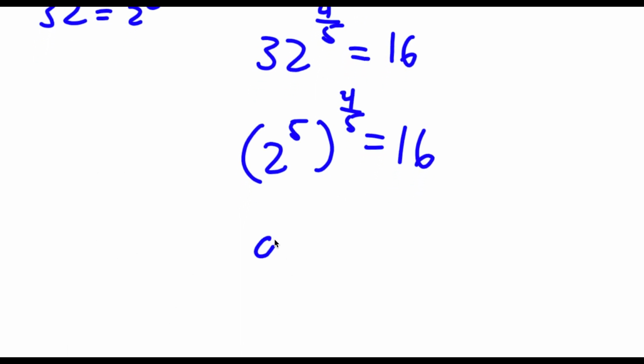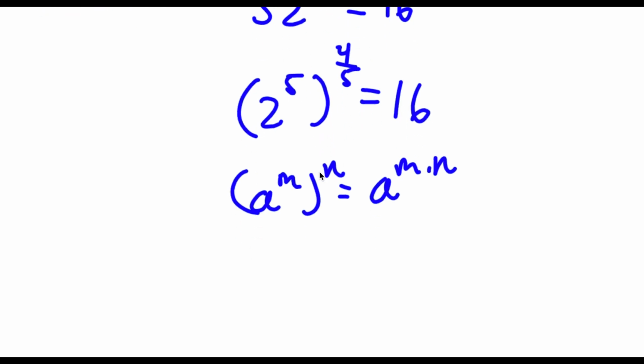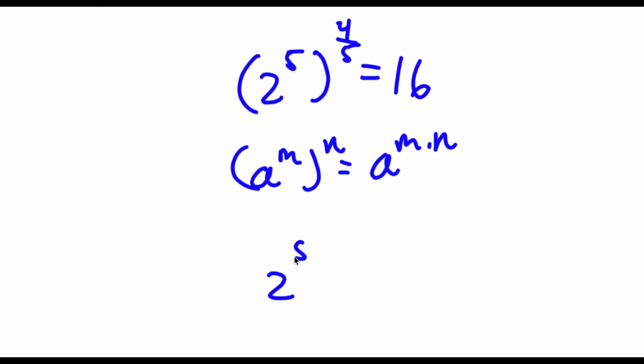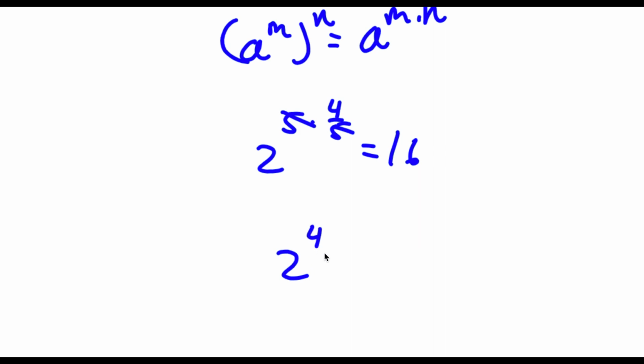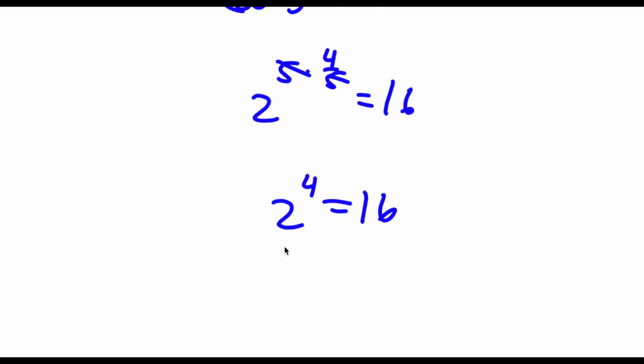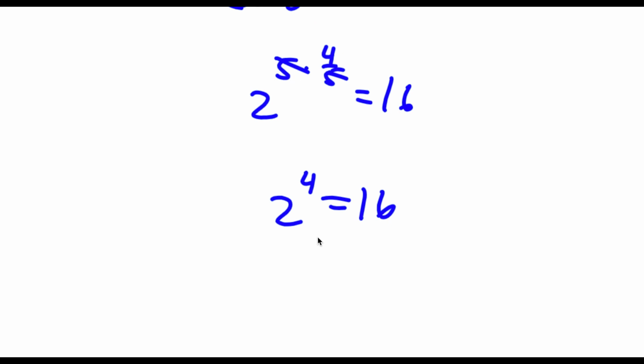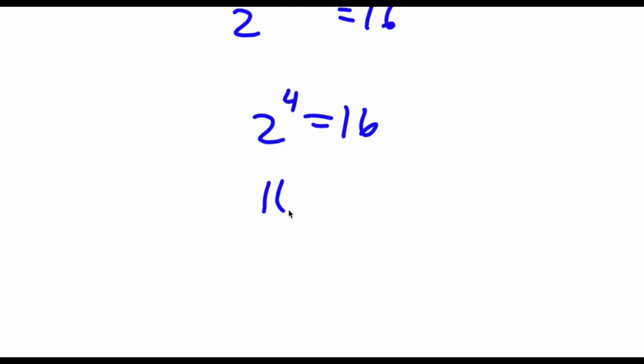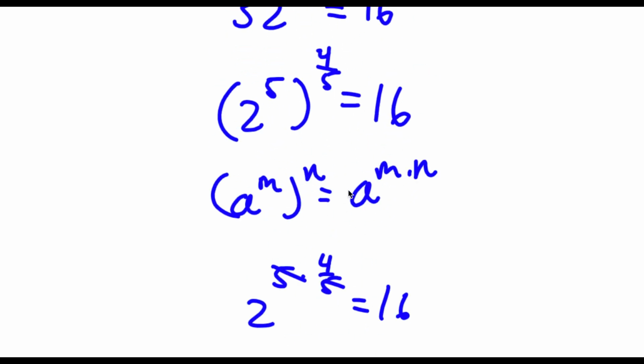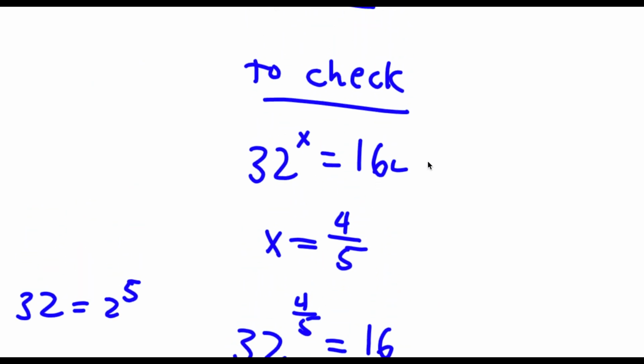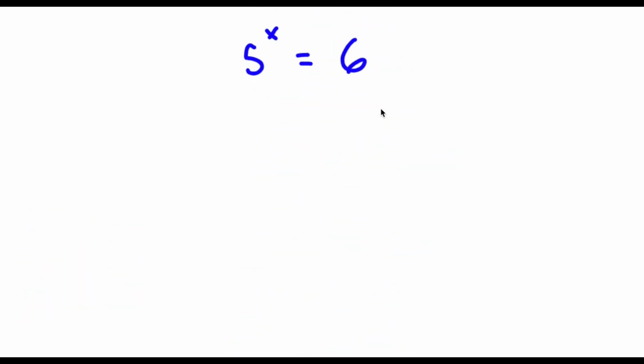Now if I have something in the form a to the power of m to the power of n, this is equal to a to the power of m times n. So 2 to the power of 5 to the power of 4 over 5 is going to equal 2 to the power of 5 times 4 over 5. And 5 times 4 over 5, these two cancel out. So I'm left with 2 to the power of 4 is equal to 16. And 2 to the power of 4 is equal to 16. So I have 16 is equal to 16. And because this is right, my solution here is right as well.